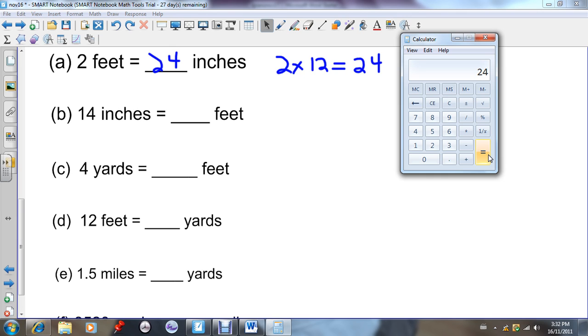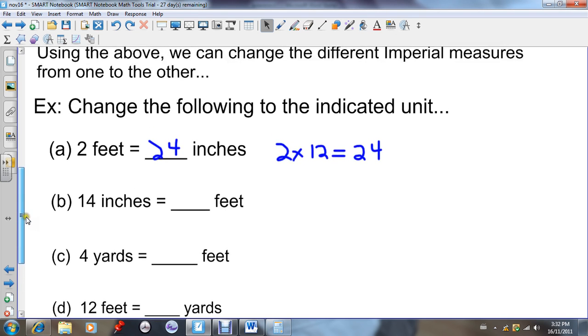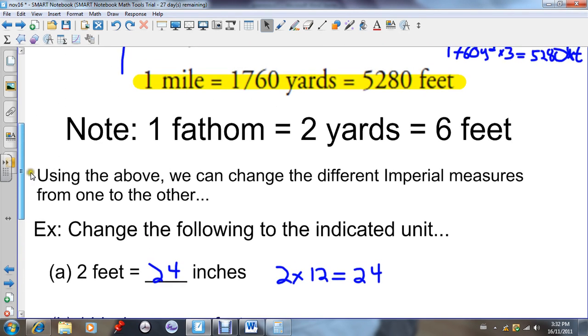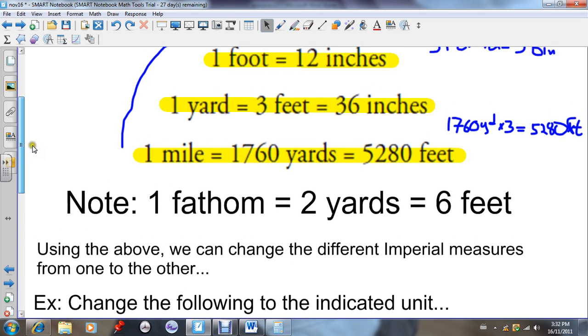Now we want to work backwards. We want to go from inches to feet. So 14 inches equals how many feet? I'm not sure. Well, let's see how to do this.